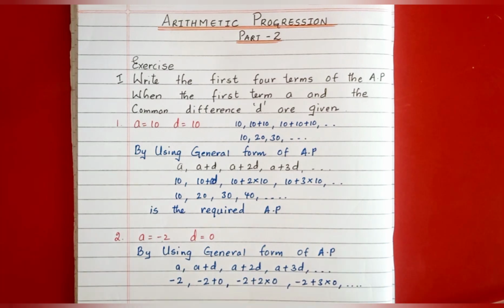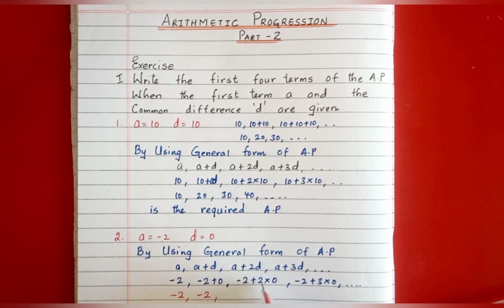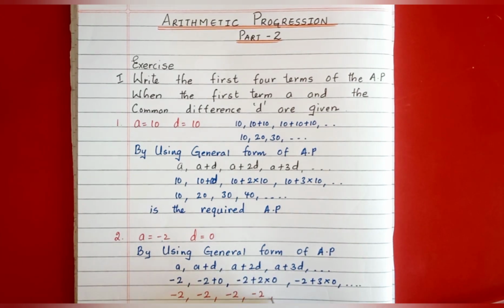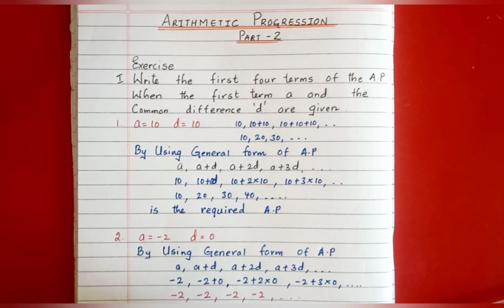Now minus 2 as it is, minus 2 plus 0 is minus 2. Then 2 zeros are 0, plus minus 2 is minus 2. Then 3 zeros are 0, plus minus 2 is minus 2, is the required AP.